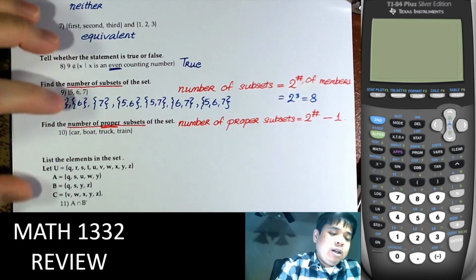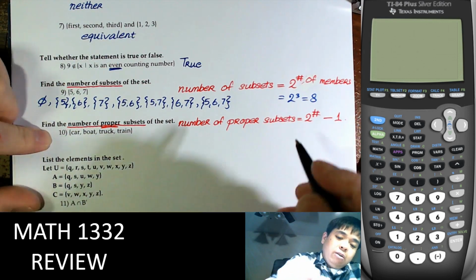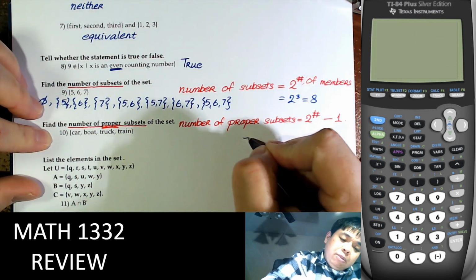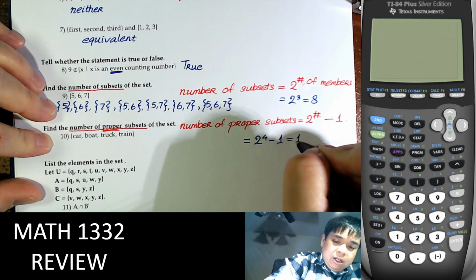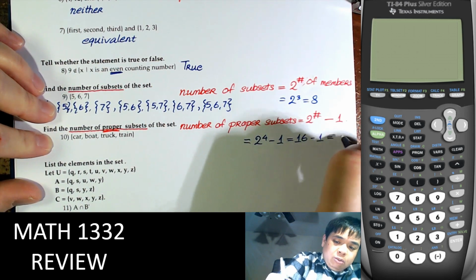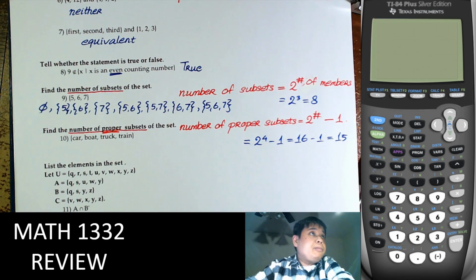Right, next one, for the number of proper subsets, this set has 4 members. So the number of proper subsets is equal to 2 to the 4 minus 1. So we have 16 minus 1. It's going to be 15. So there are 15 proper subsets.